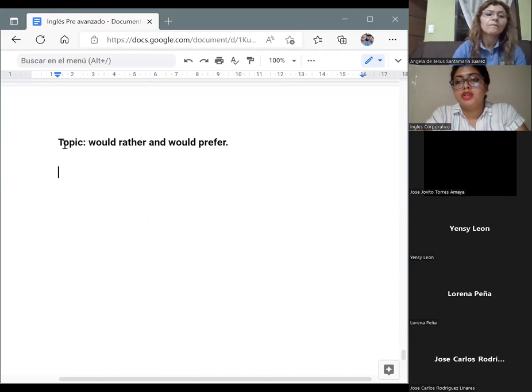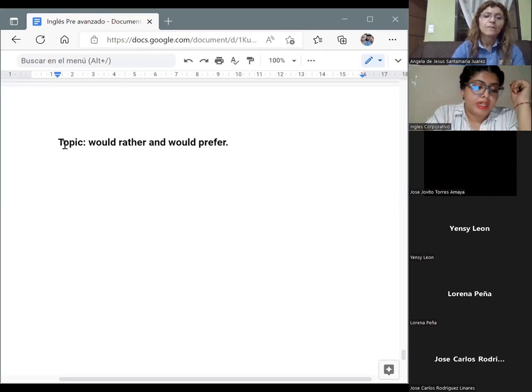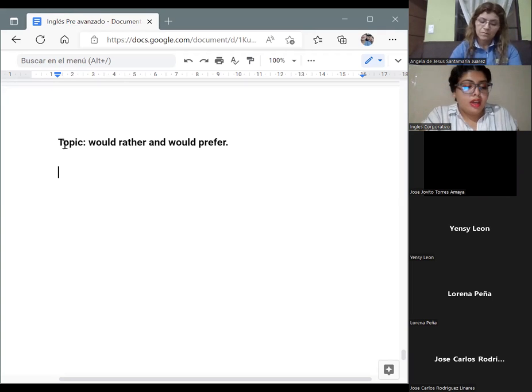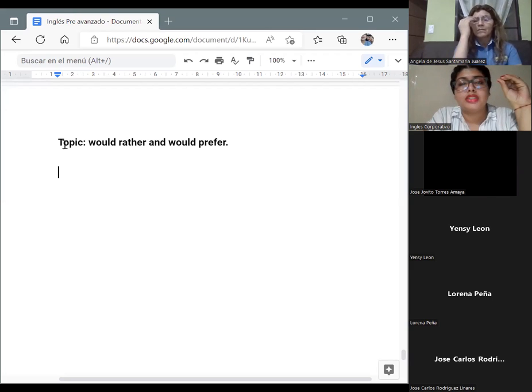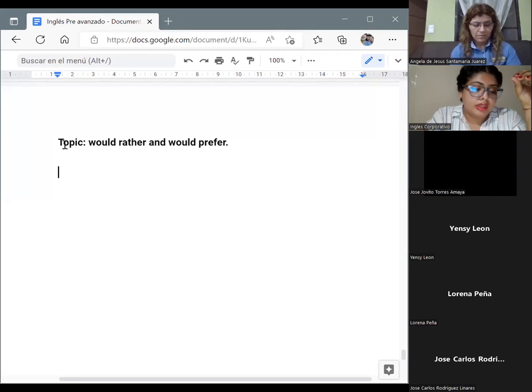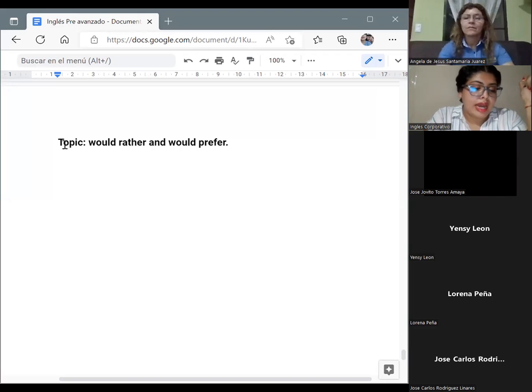So in this case, we are going to know what would rather and would prefer are, and what uses we can give to those phrases. We're going to see some examples and uses of would rather and would prefer. And also we are going to have an exercise or two, I don't know, we're going to see. Both would rather and would prefer are used to express preferences in English. Here we have an example, a short conversation in which we are going to use would rather and would prefer to either state or ask for a preference.